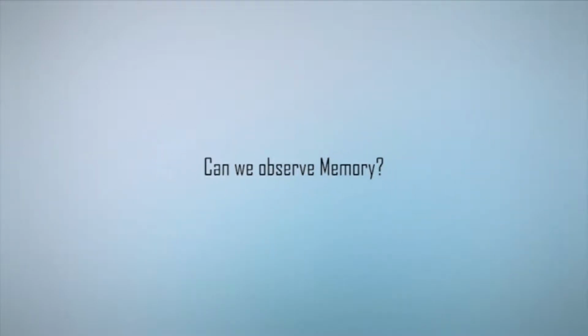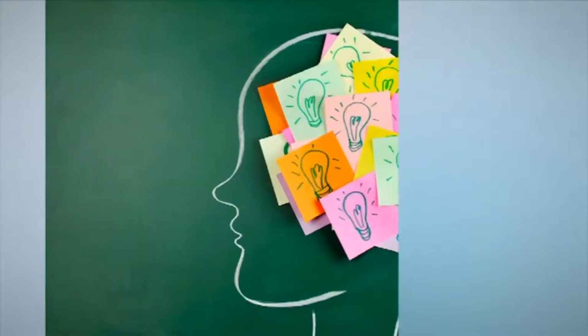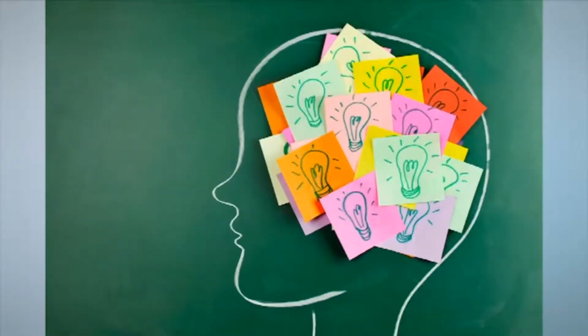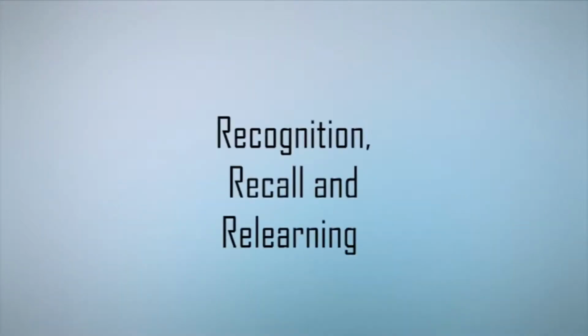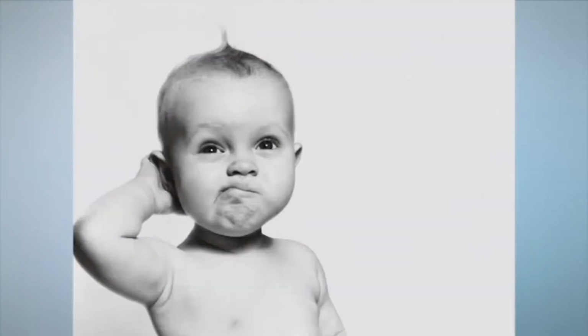Students, can we observe memory? We can't directly observe the process of memory. It can be studied indirectly by way of measuring retention. Three basic methods of measuring retention are recognition, recall, and relearning. Recognition is the process of checking the present stimulus with our memory content to find out the match.